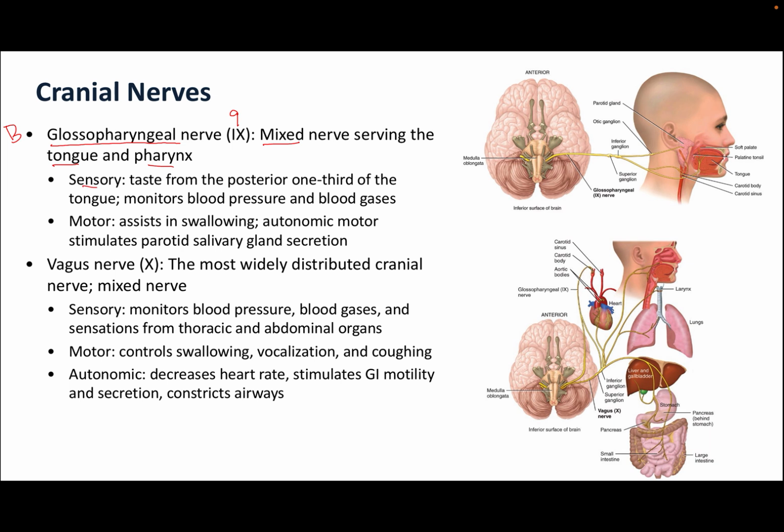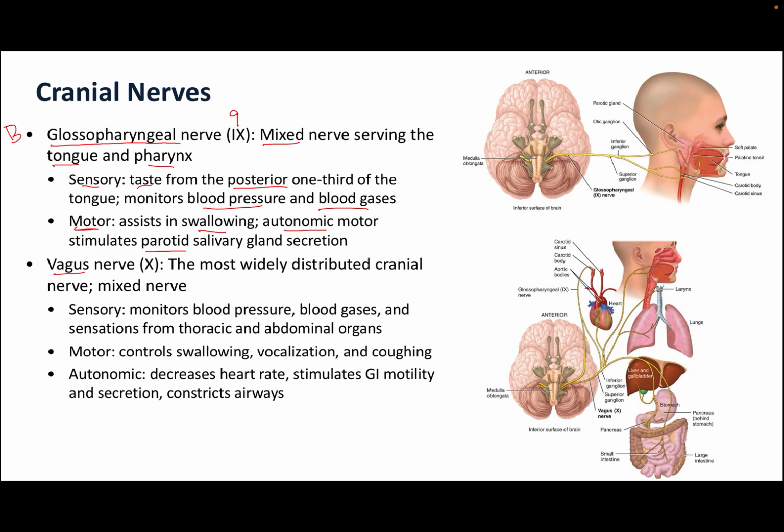Now, the sensory tract is going to be responsible for sending in information of taste from the posterior 1/3 of the tongue, and it's also going to be monitoring blood pressure and blood gas. So kind of a weird combo there for sure, but very important. And then the motor tract is going to play a role in swallowing, and then the autonomic motor stimulation is going to be used to regulate the parotid salivary gland secretions to help with the secretion of saliva, of drool, right?